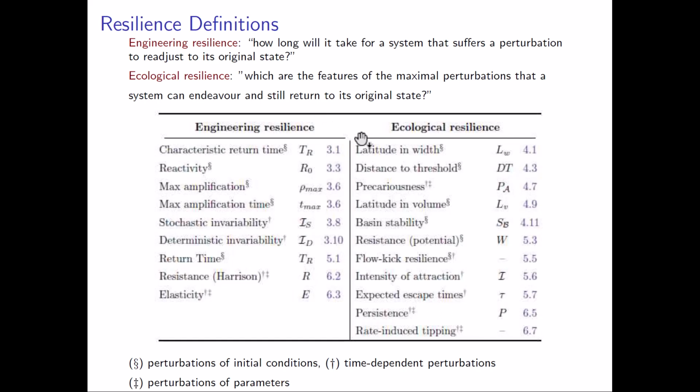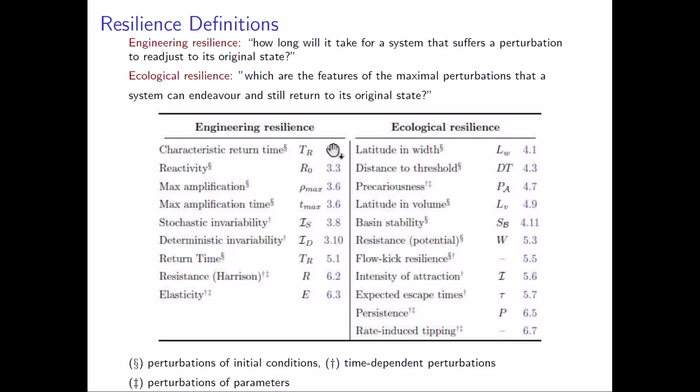So these numbers that are next to the actual label of that resilience indicator point you to the section in the paper, and it tells you, for example, if you wanted to know what really is stochastic invariability, you go to section 3.8 and there is the precise definition of this indicator. Or if you wanted to know what is intensity of attraction, then you go to section 5.6 in the paper and there would be a discussion of mathematically how to define intensity of attraction and how it can be viewed and what the basic mathematical properties are.